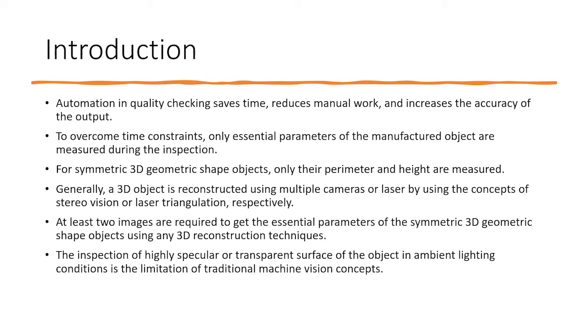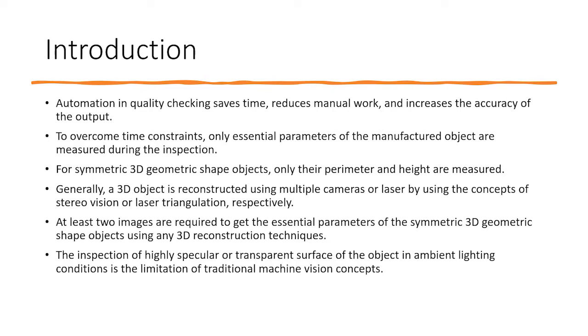Now, I'll explain the rationale and significance of this research. As we know, the inspection of the product is an essential part of manufacturing process. The automation and quality checking is also important to save time and to reduce manual work. It helps in increasing the accuracy of the output as well. Additionally, it is essential that the inspection process is not time-consuming. To overcome the time constraint, in some applications, only essential parameters of the manufactured object are measured during the inspection. For example, only the height and the perimeter are measured for 3D geometric shape objects.